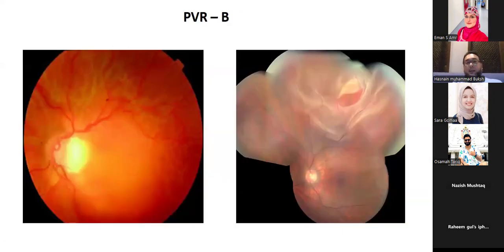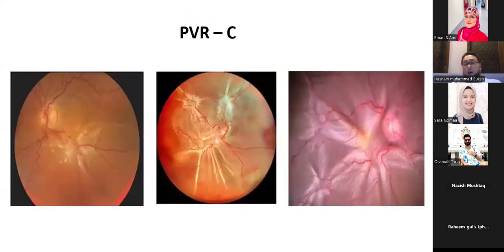Now this is the second diagram, and the second stage of proliferative vitreoretinopathy, which is called PVR B. Here you can see the wrinkles on the retinal surface, just like a wave being formed over the surface of the sea. The wrinkle formation and the folding of the edges of the retina. This is the classical sign, or the classical picture, of proliferative vitreoretinopathy B.